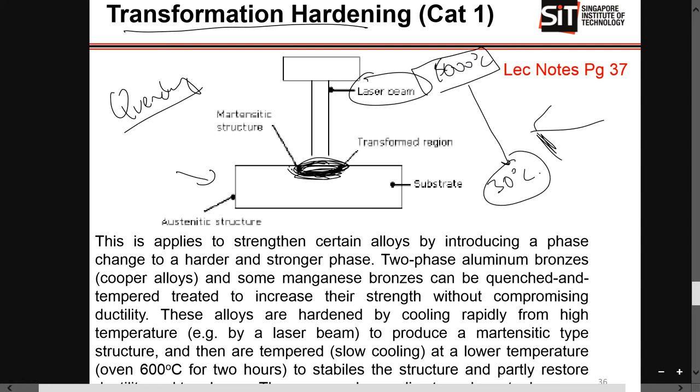This is just the transformation hardening process. You use the laser beam to heat it up. After you turn off the laser beam, it cools straight away, and you can create a martensitic structure due to this phenomenon. Hopefully you are clear. Just take note that this is called a substrate. Your substrate is this thing.